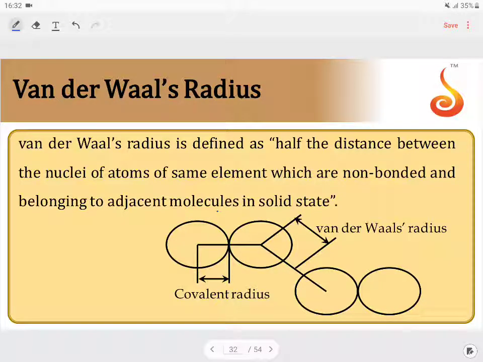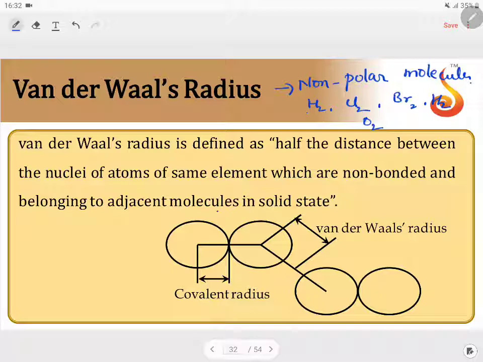The next type of atomic radius is van der Waals radius. This van der Waals radius, you can find it for non-polar molecules, between non-polar molecules. What do you mean by non-polar molecules? Like H2, between two Cl2 molecules, or Br2 or H2, O2? All these are non-polar molecules.